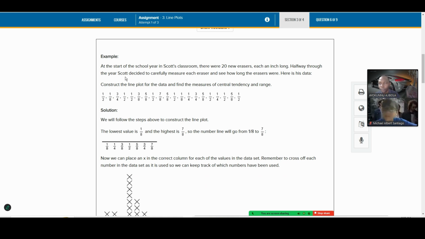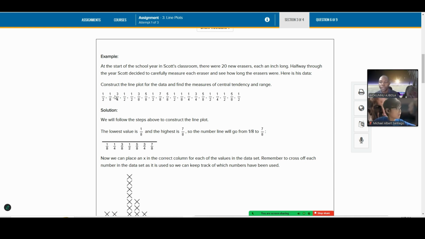At the start of the school year in Scott's classroom, there were 20 new erasers, each an inch long. Halfway through the year, Scott decided to carefully measure each eraser and see how long the erasers were. That means they are being used. Some of them would have been almost used up, while some of them will be used halfway, depending on the rate at which they're being used.